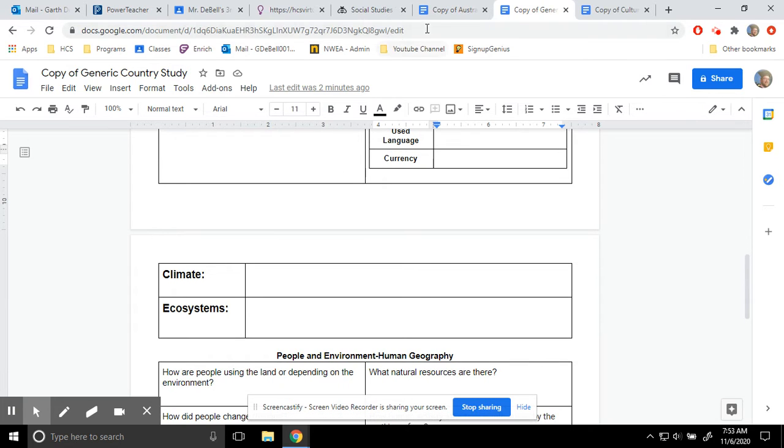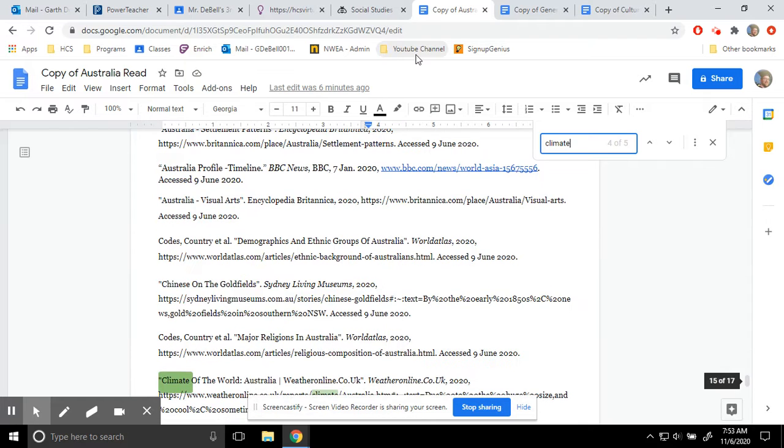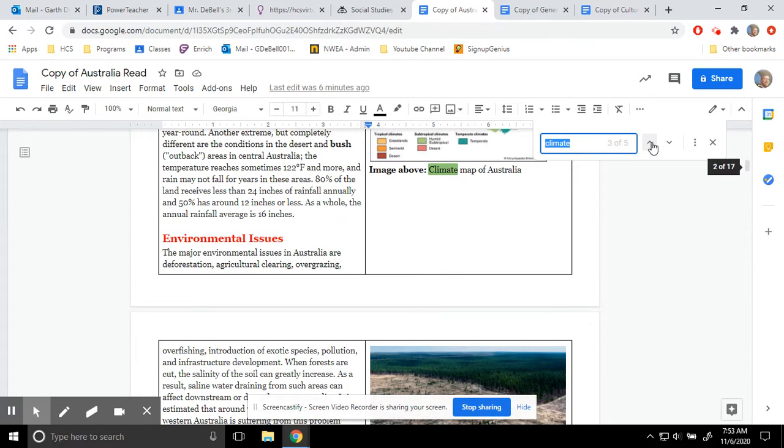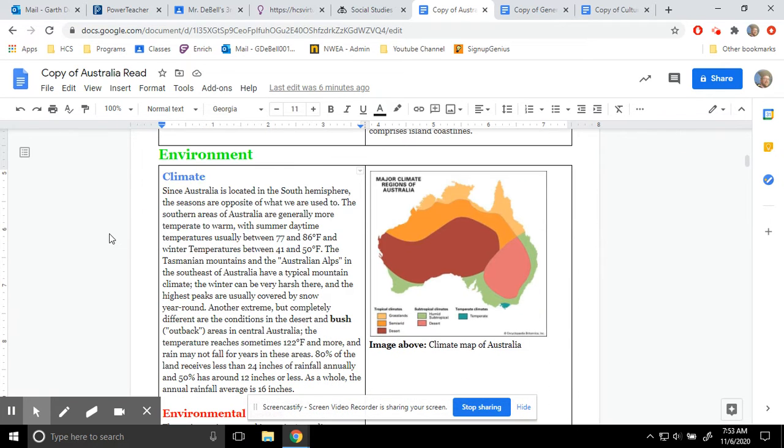All right, now climate and ecosystem. Let's look for climate. There we go, environment. All right, so it says, since Australia is located in the southern hemisphere, the seasons are opposite of what we are used to. So it means when it's winter here, it is summer there. And when it is summer here, it is winter there.